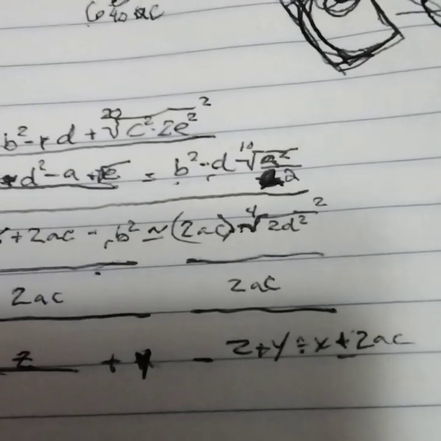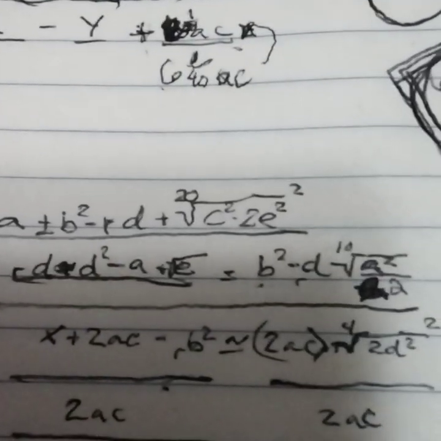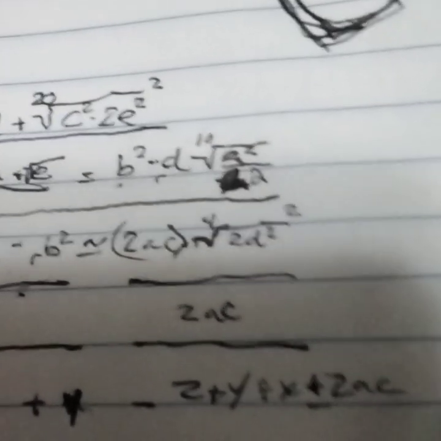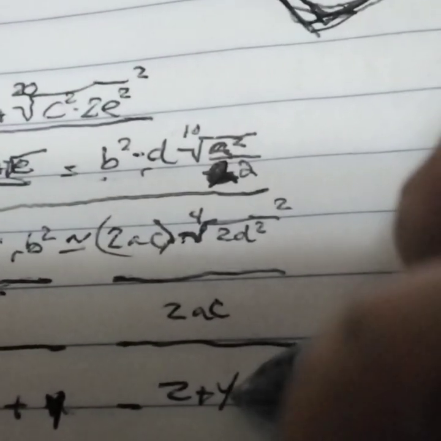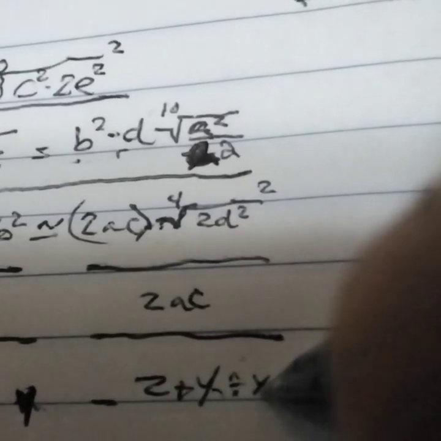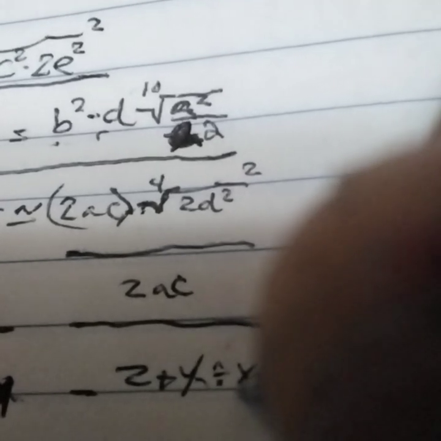And now I realize I can't divide it by x, so instead of that, I'll have to think of something else. I'll have to put this as x and divide this by y.